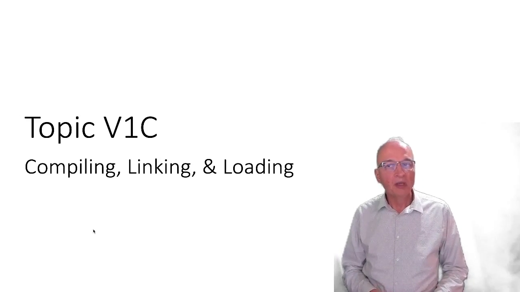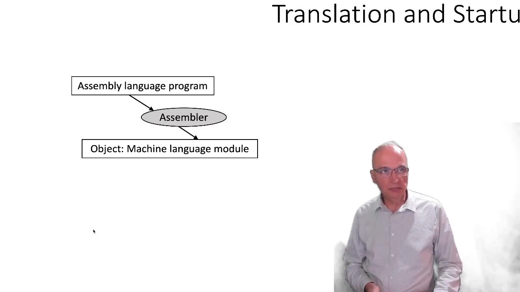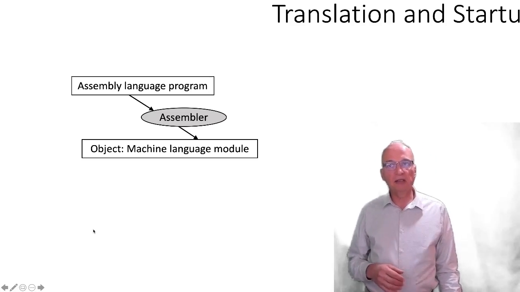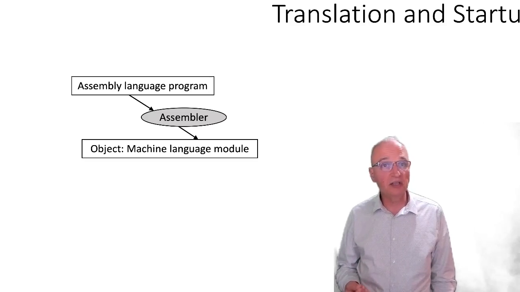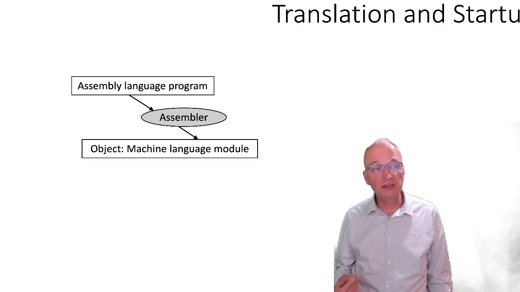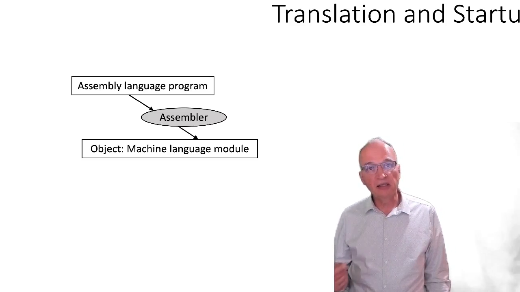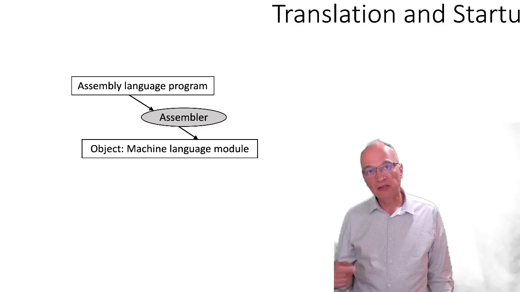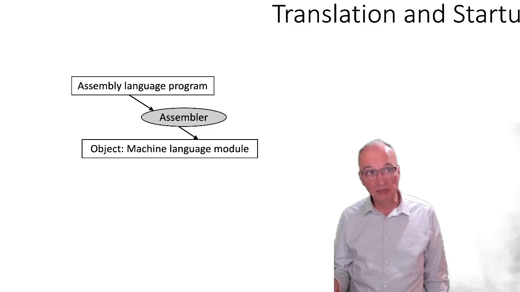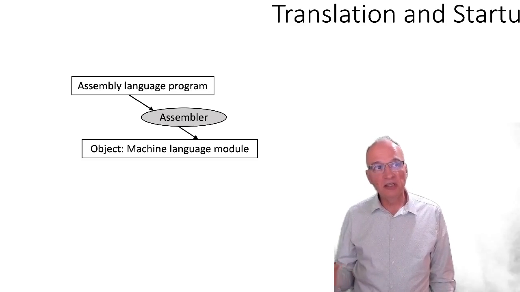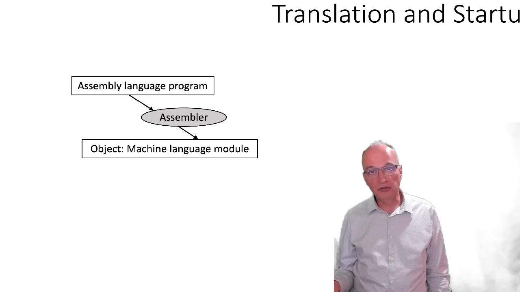There we go. So first, let's consider the first step, the part that we already understand from working with RARs: we have an assembly language program, and that program passes to a program called the assembler, and the assembler generates the machine language module.